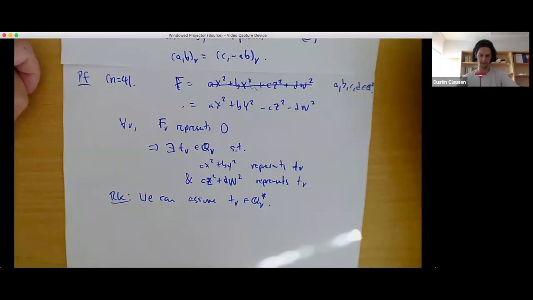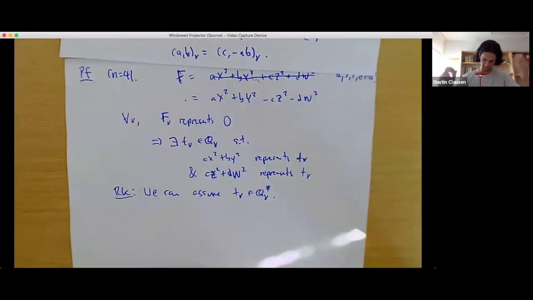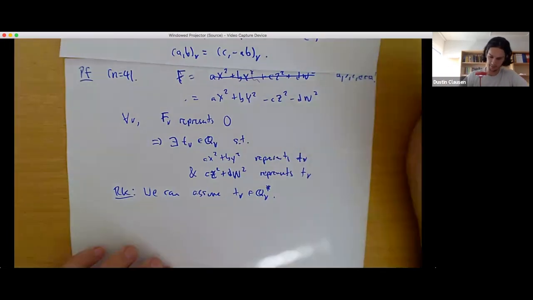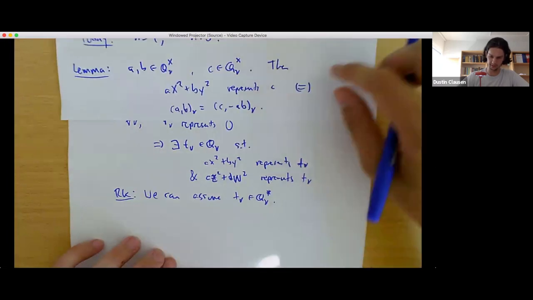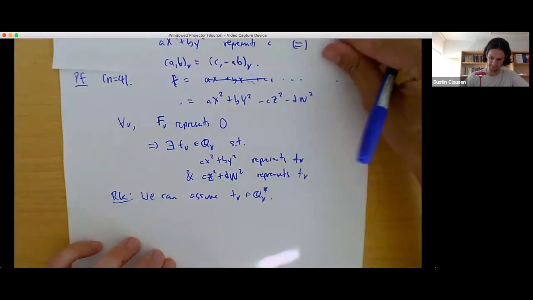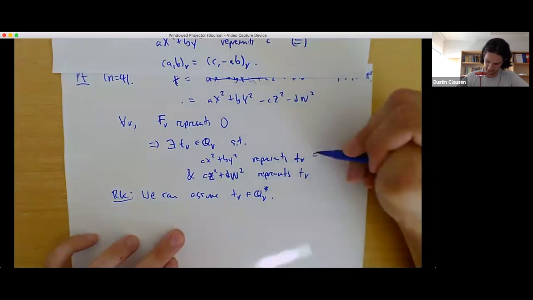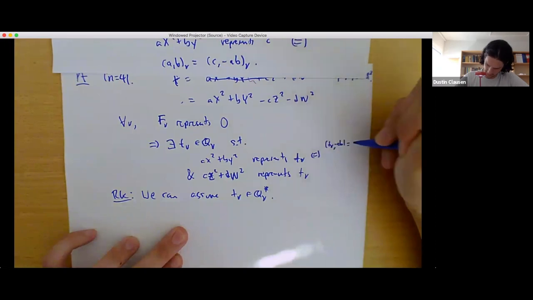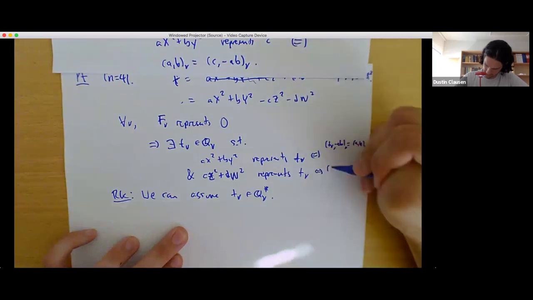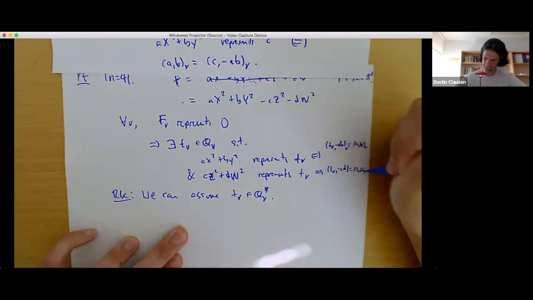Right. So we can assume T nu is in Q nu cross. And now by the lemma that we just recalled here, this computation with Hilbert symbols, this is equivalent to saying that the Hilbert symbol (T nu, minus AB) equals (A, B) at nu. And this is all at nu. And similarly here, (T nu, minus CD) equals (C, D) at nu. Okay.